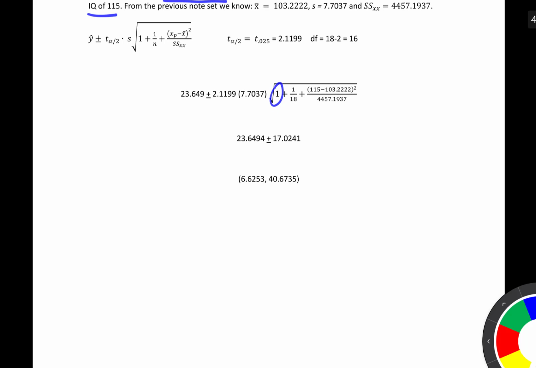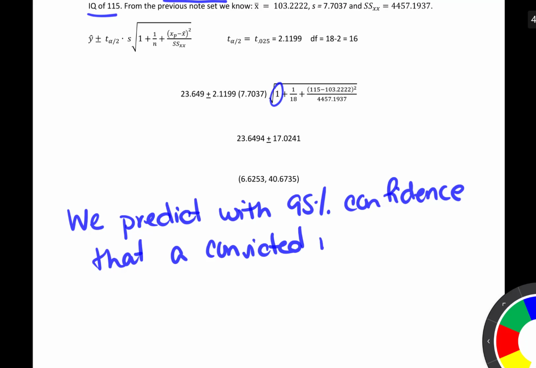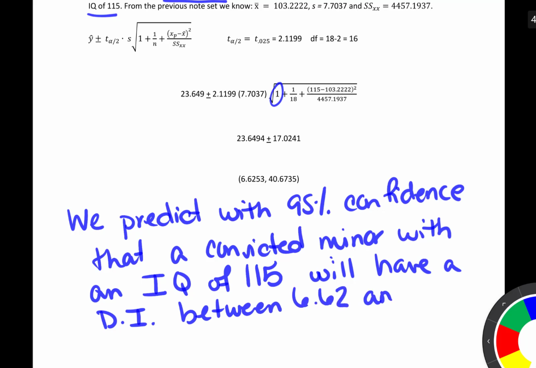So let's look at its interpretation. So here, since we have a prediction interval, we say we predict with 95% confidence that a convicted minor, so again, we're talking about an individual here, and in particular, we're looking at a convicted minor with an IQ of 115, will have a delinquency index between 6.62 and 40.67. So notice this range is huge.